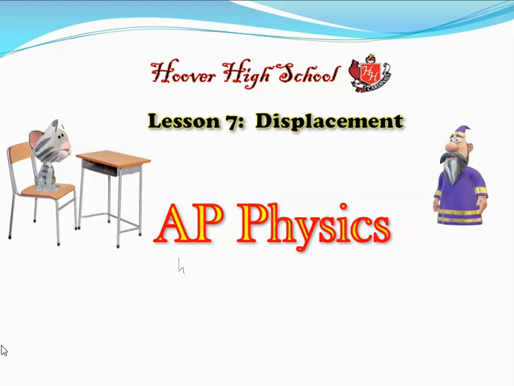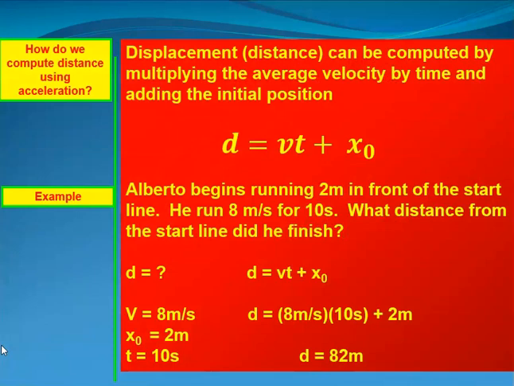Alright, Summer AP Physics. This is Lesson 7 on displacement. So we're going to deal with a couple of equations that deal with distance or displacement. Remember, if we're going in a straight line, distance, displacement, change in position are all the same thing. Okay, so how do we compute distance using acceleration? Displacement, distance, can be computed by multiplying the average velocity by the time and adding the initial position.